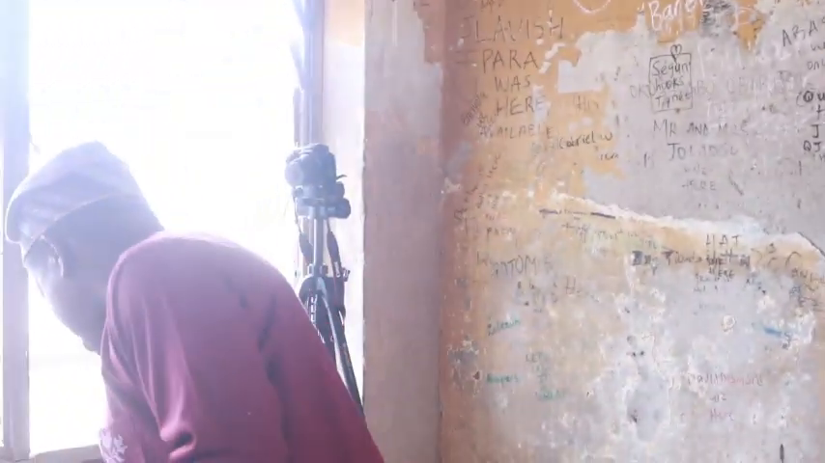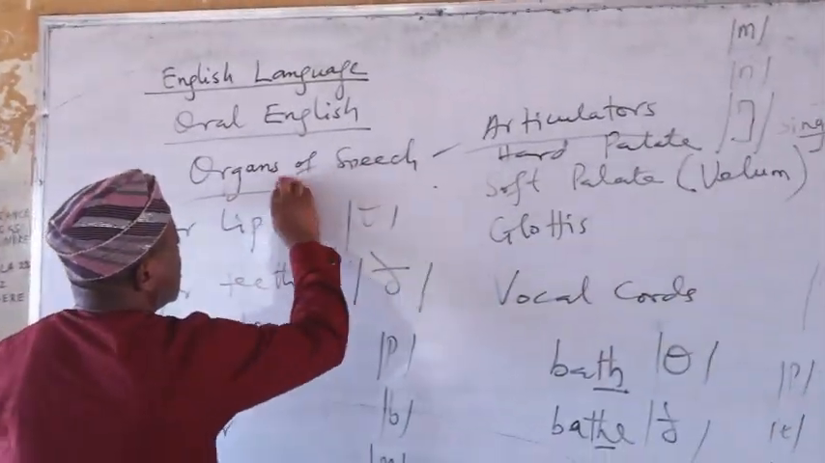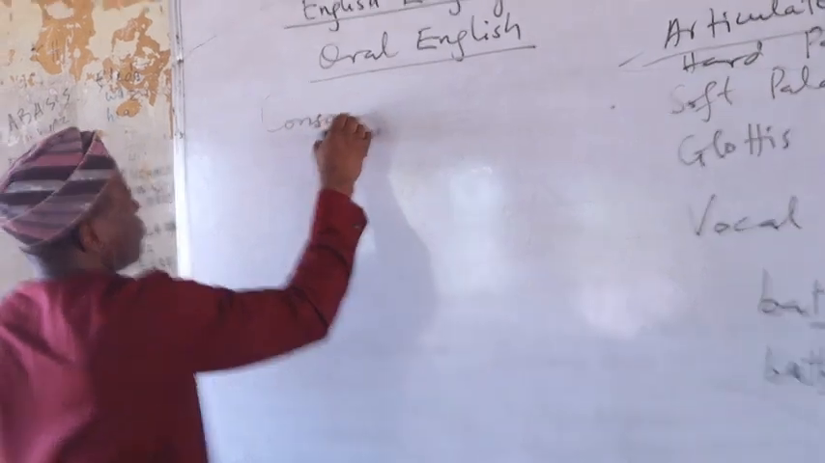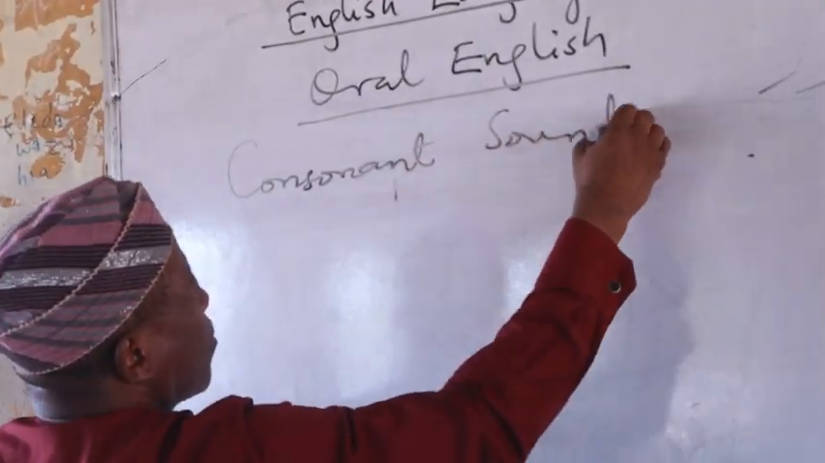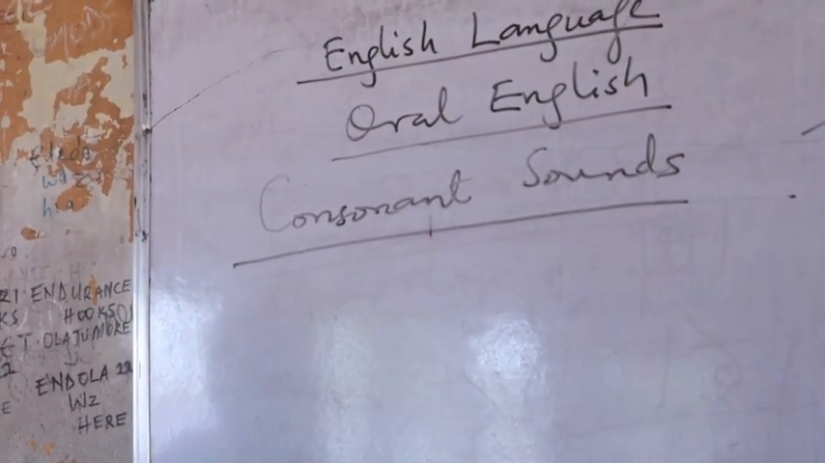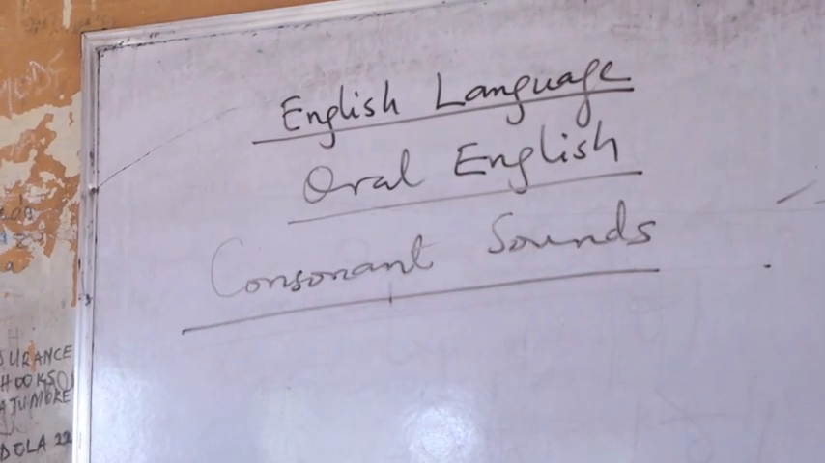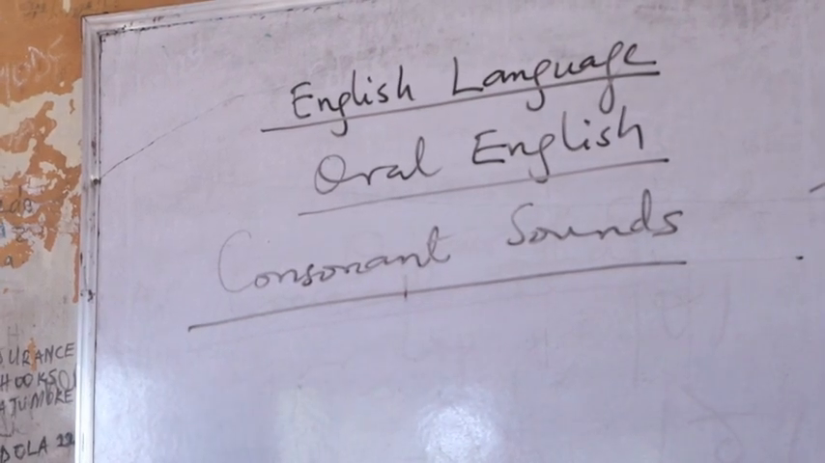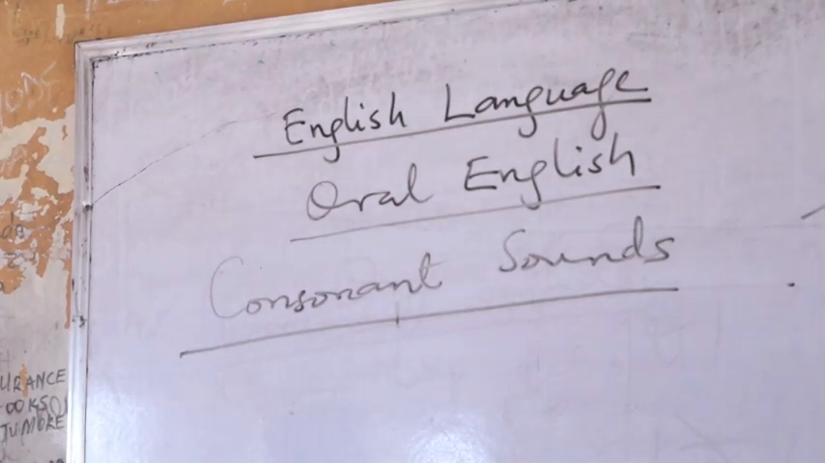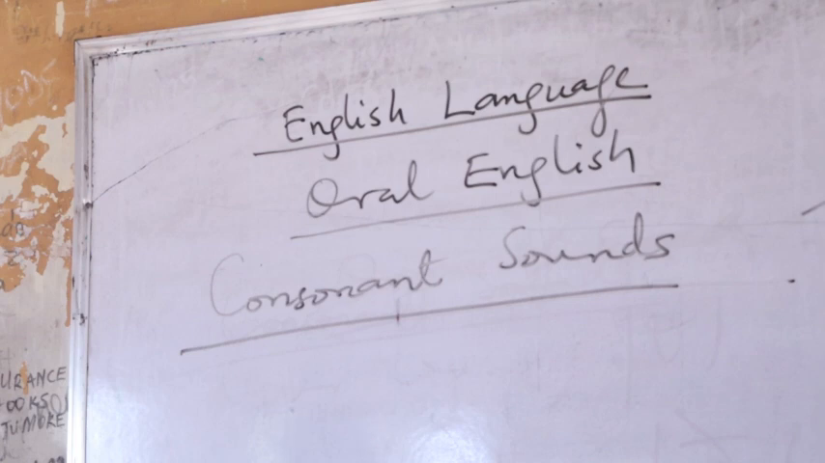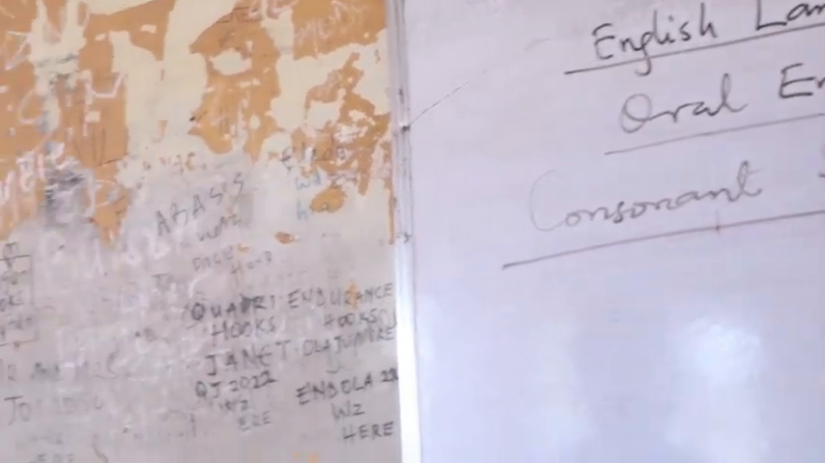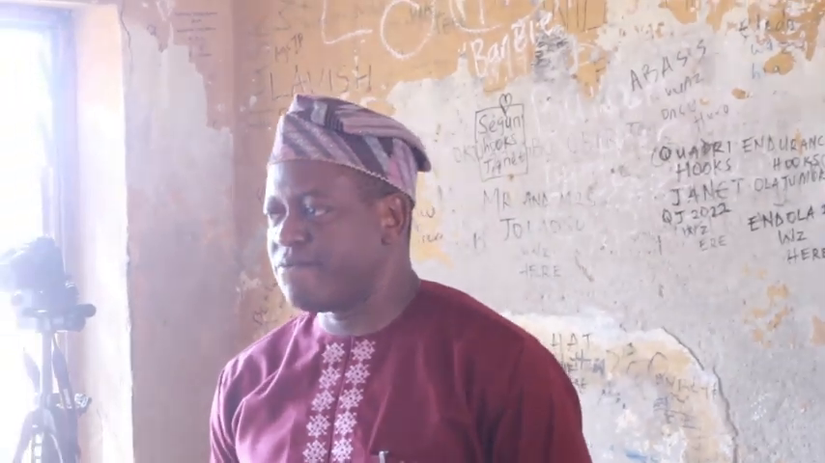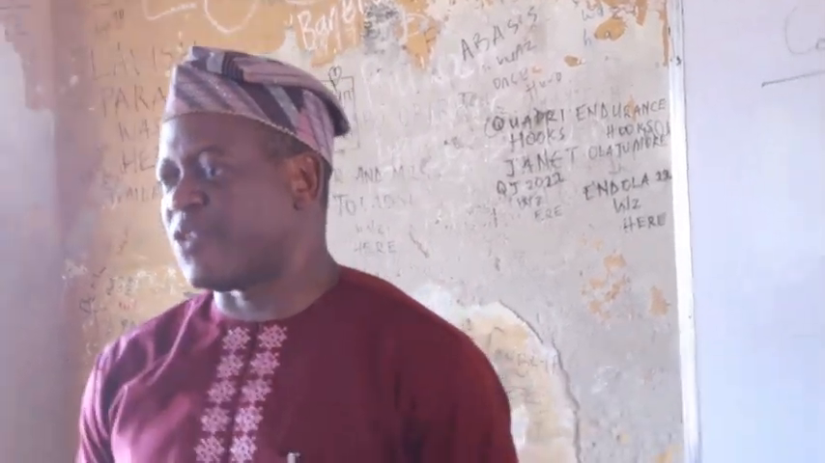Consonants. Consonants are sounds produced when there is an obstruction to the free flow of air from the lungs to the mouth and out of the mouth.